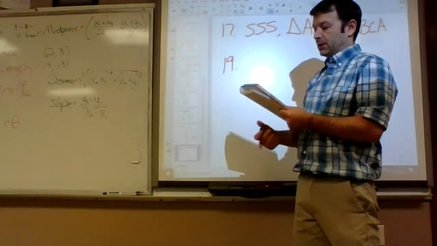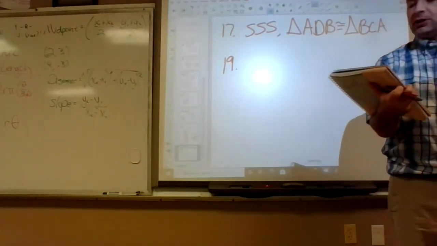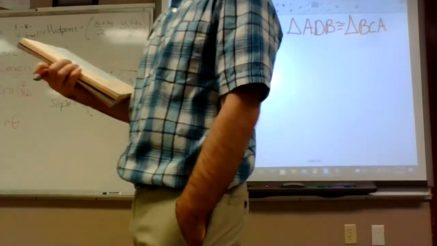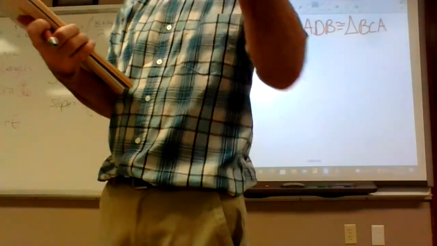Number 19. Do we have enough information to say those two triangles are congruent? No. Angle, angle, angle is not one of them, right? What other information would we need to be able to say the triangles were congruent? What's another thing? Archer?